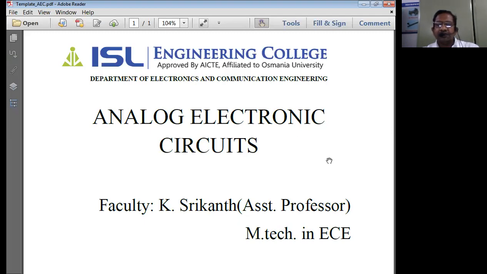In the previous session, we completed the class A power amplifier analysis to find the efficiency without transformer coupling. In today's session, we'll complete the class A power amplifier with transformer coupling and also the class B type of power amplifier analysis to find the efficiency of the transistor amplifier.